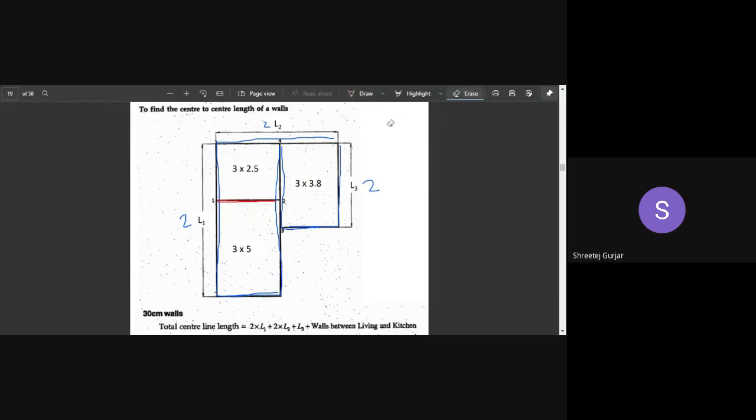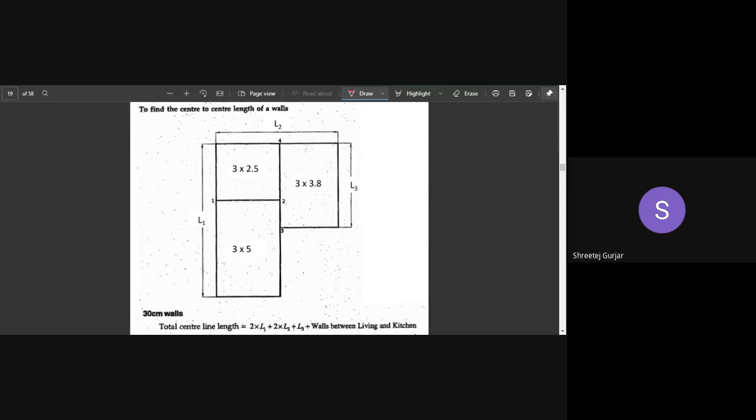So let us look into how we calculate our center to center lines of your L1, L2, L3, and our individual wall over here. If you just look into your plan, this length will be 0.15 starting from the top, so half of your wall thickness. So it is 0.15 plus 2.5, which is the width of your kitchen, plus 0.3, that is your wall between kitchen and living.